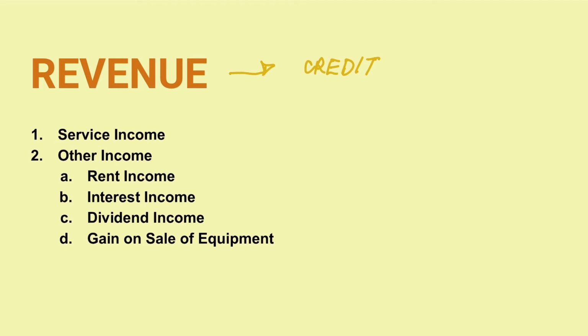Let's give an example of a common journal entry for recording service income. It's when you get paid cash for rendering service, you're gonna debit cash and you're gonna credit service income. The same is true, for example, when you get money from rent income, you're gonna debit cash, and you're gonna credit rent income.